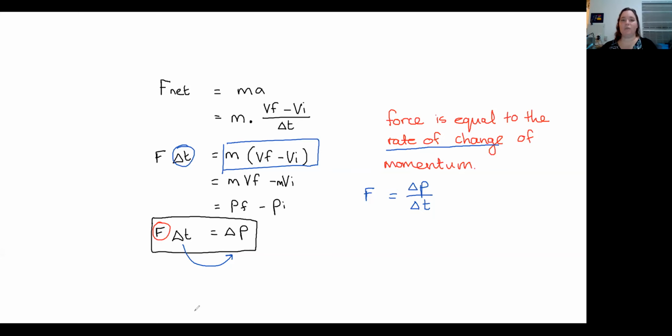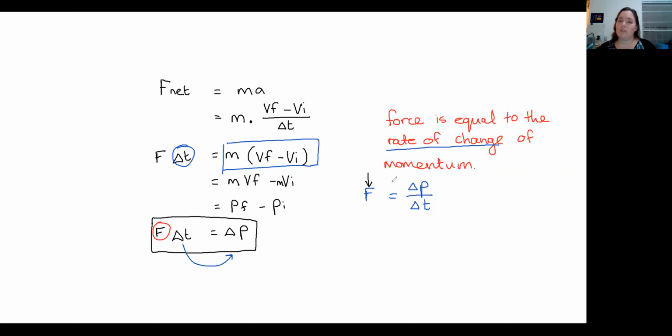So in terms of remaining safe in traffic accidents, one of the things that we want to do to remain safe is we want this force to be as low as it possibly can be, which means that you can't really change the fact, okay, you could drive slower, but let's pretend you're traveling at 80 kilometers an hour and you have a collision and you're brought to rest.